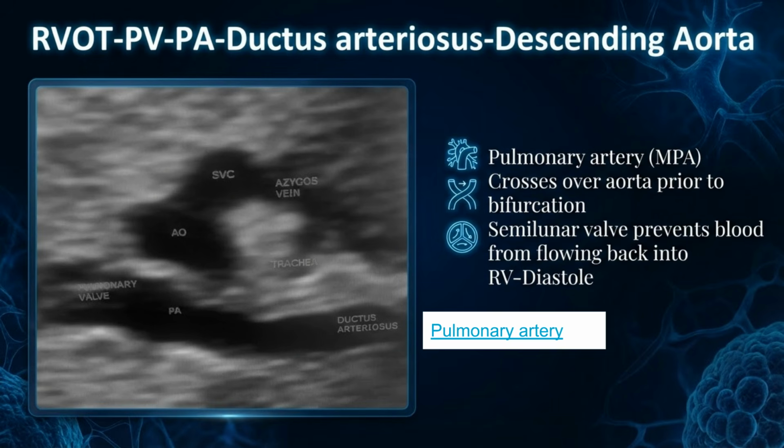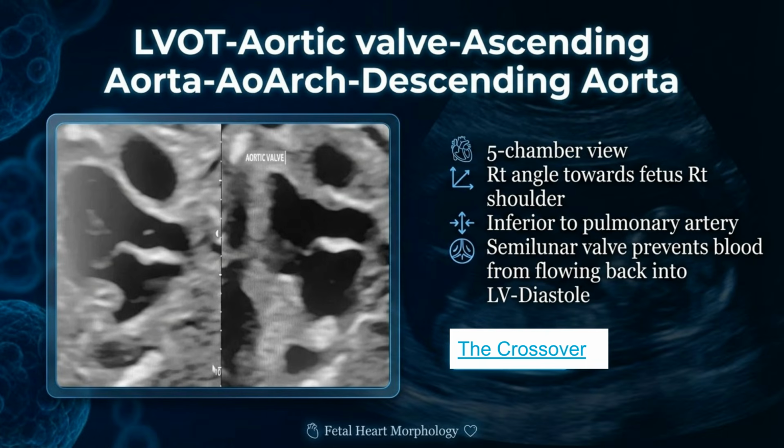The RVOT pathway involves the pulmonary valve, pulmonary artery, ductus arteriosus, and descending aorta. The pulmonary artery crosses over the aorta prior to its bifurcation. The LVOT pathway includes the aortic valve, ascending aorta, aortic arch, and descending aorta. This is seen in the 5-chamber view, angled towards the fetus's right shoulder.